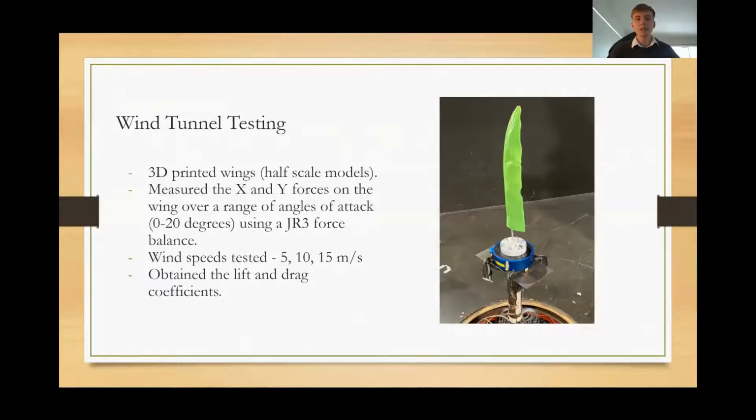For the wind tunnel testing, we 3D printed half-scale models of the wings, and we measured the X and Y forces on the wings over a range of angles of attack between 0 and 20 degrees using a JR3 force balance. The wind speeds that were tested were 5, 10, and 15 meters per second. And from there, we obtained the lift and drag coefficients.